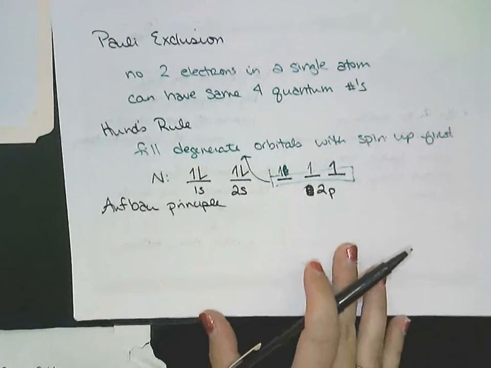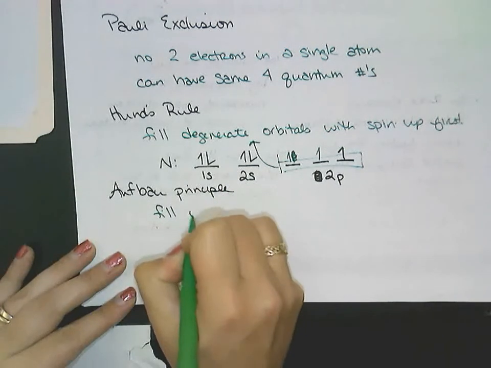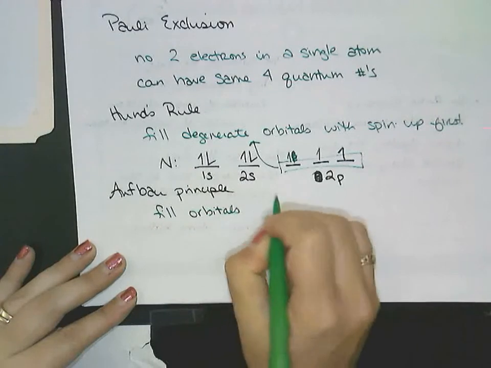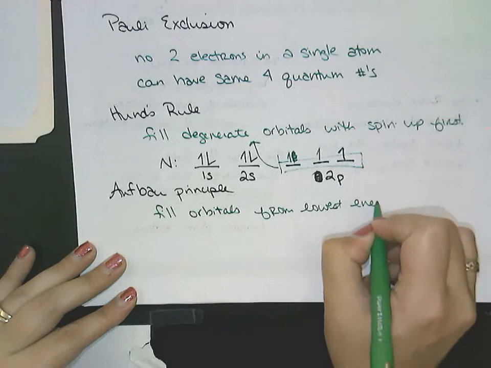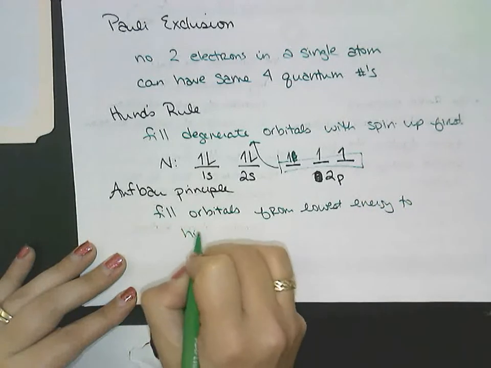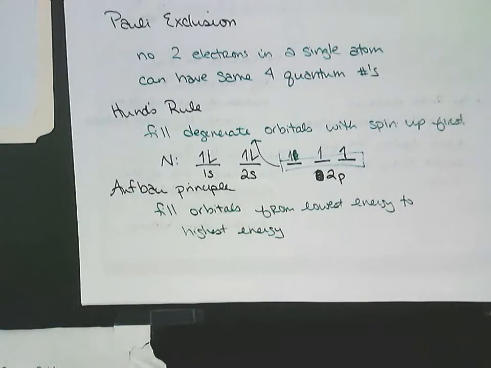All right, then the Aufbau principle says fill orbitals from lowest energy to highest energy. Which again is what we've been doing, right? We fill the 1s till that's full. Then you go to the 2s till that's full. Then you go to 2p till that's full. So really, the Aufbau principle is what you have been doing. You just haven't been calling it the Aufbau principle.